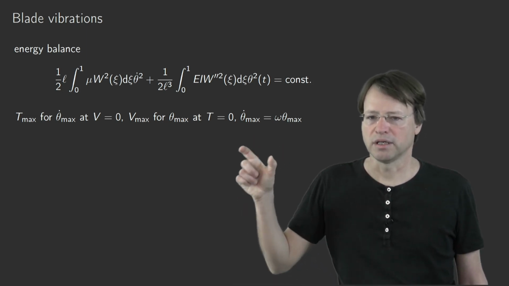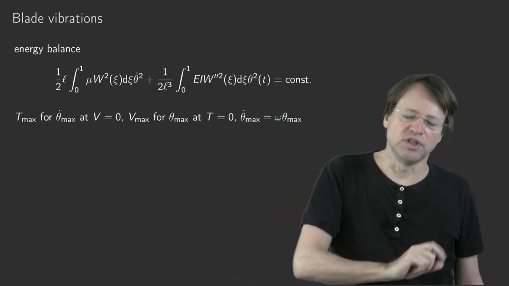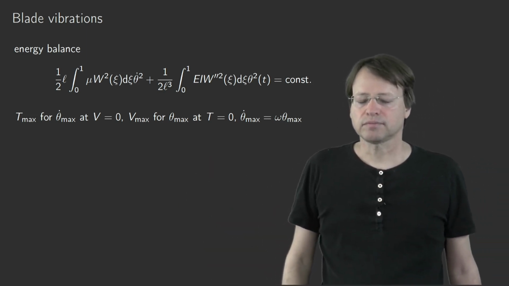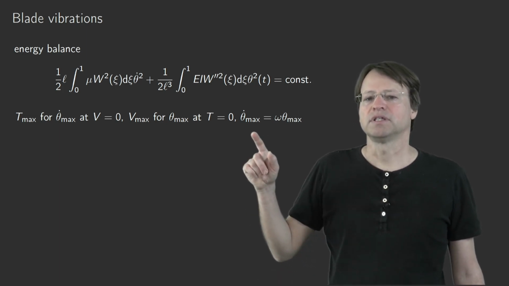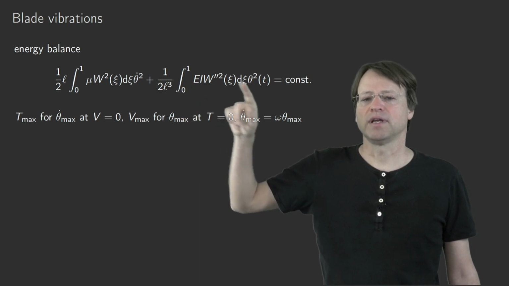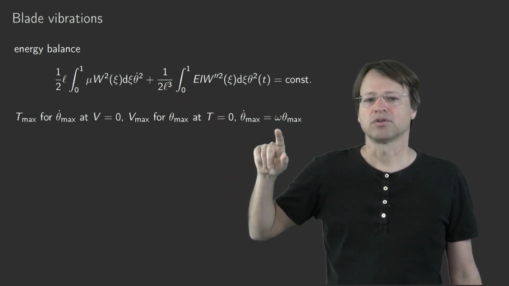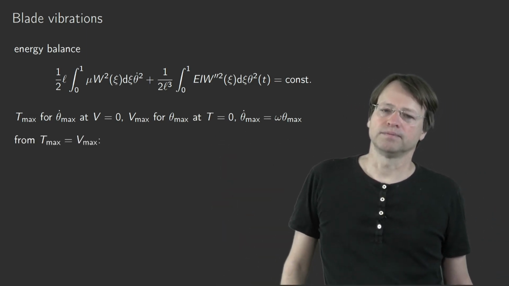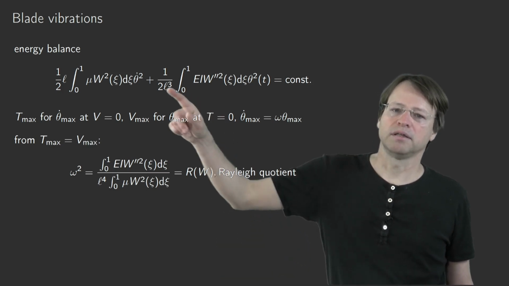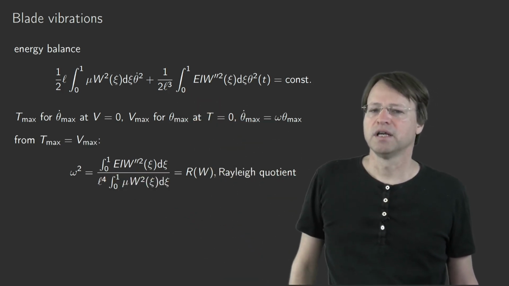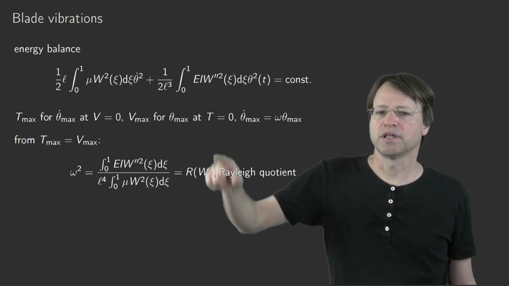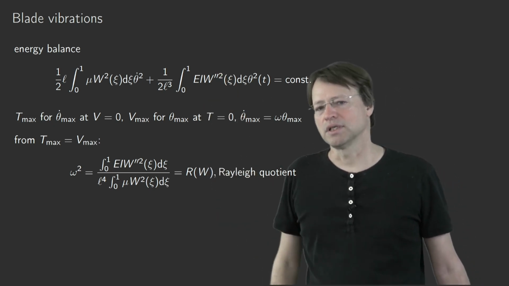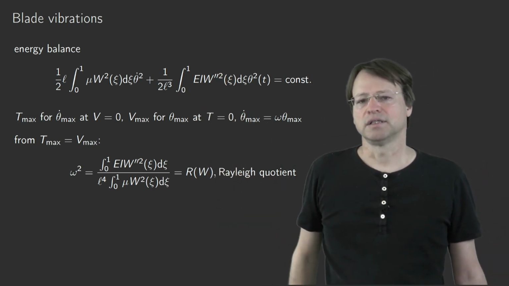So we equate on the one hand T max, which must then be equal to V max. So we equate two states. And for the state T max, we insert for theta dot max omega squared theta max squared. Then we can divide both sides by theta max squared and solve for omega squared, and we obtain the following expression. We obtain the term, the integral 0 to 1 EI W second derivative squared d psi.